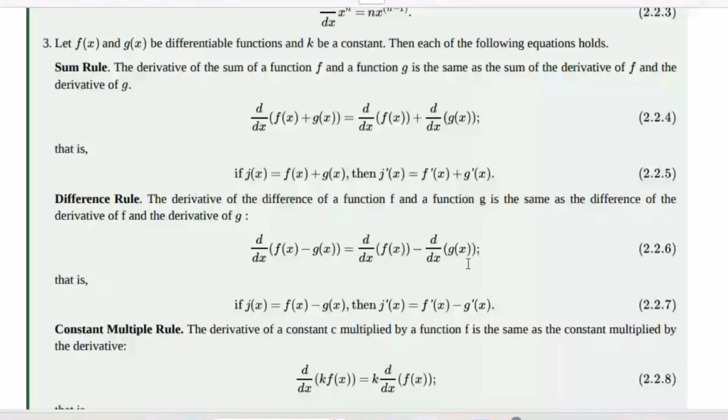Therefore, if this function j of x is equal to the difference of f of x and g of x, its derivative is equal to the difference of the derivative of f and the derivative of g of x.